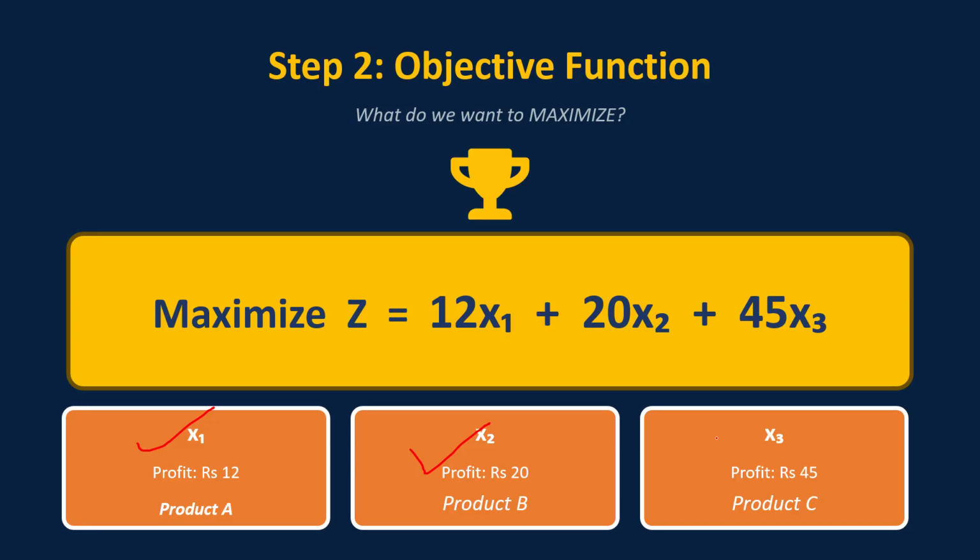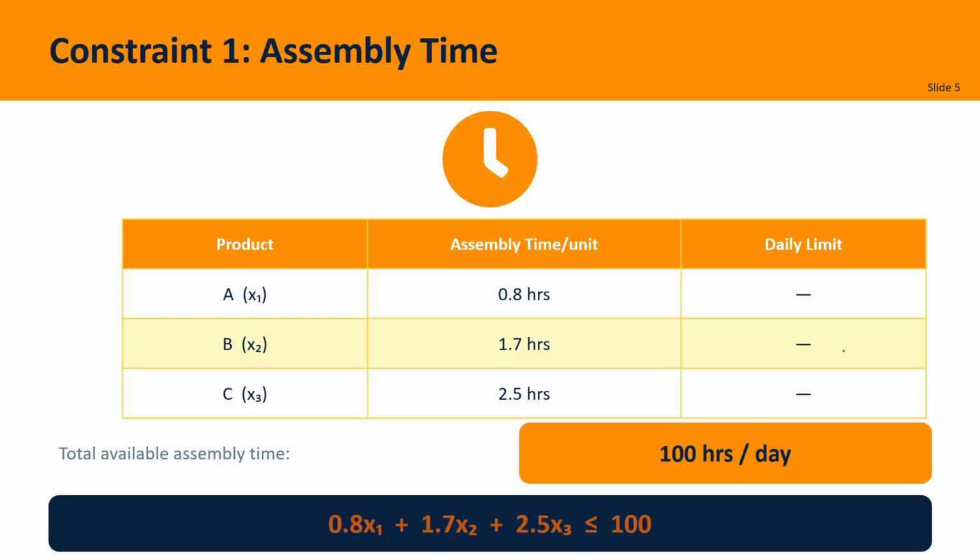So now we have to go for higher production. That means higher profits, but only if the constraints are going to allow us. So the objective function will be maximizing the profits of the organization, like 12x1 plus 20x2 plus 45x3. This is what we want to maximize.